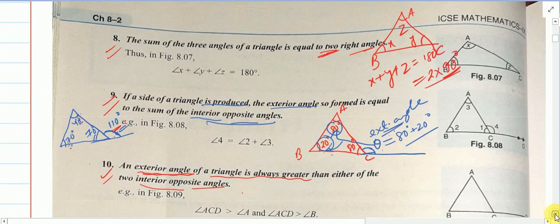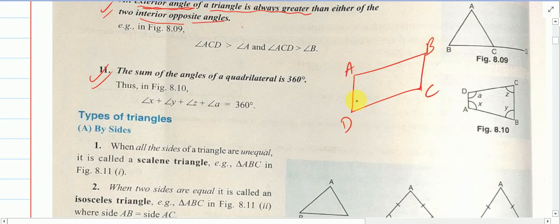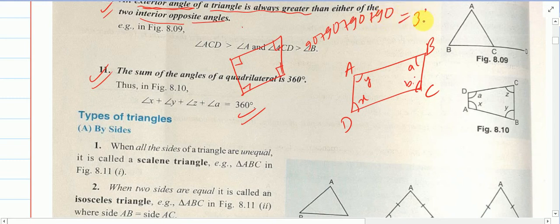Next, the sum of the angles of a quadrilateral is 360. Quadrilateral means four-sided figure. Let's say this is x, this is y, this is a, this is b. So the sum of these angles will be 360. So if you have a square, 90, 90, 90, 90, then 90 plus 90 plus 90 plus 90 will be 360.